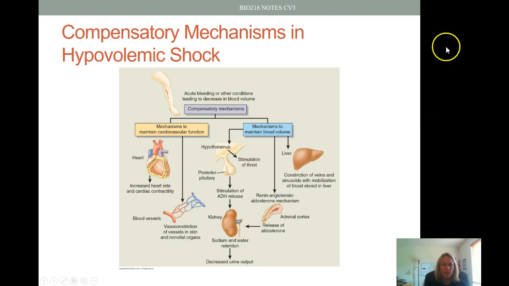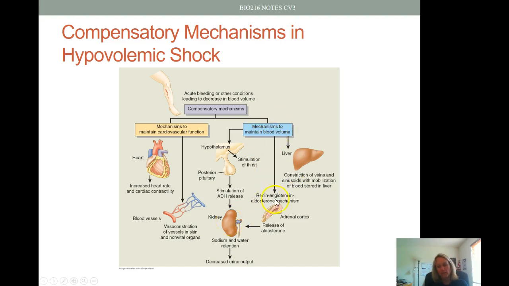This slide looks at some of the compensations that occur as a result of hypovolemic shock. So we have some mechanisms to maintain cardiovascular function. We're going to see an increased heart rate and cardiac contractility. In the blood vessels, we're going to have vasoconstriction of vessels in the skin, so the skin will be pale, as well as non-vital organs. Other mechanisms to help maintain blood volume: we're going to have stimulation of thirst by the hypothalamus. The posterior pituitary is going to release antidiuretic hormone, which will act in the kidney to increase water reabsorption.